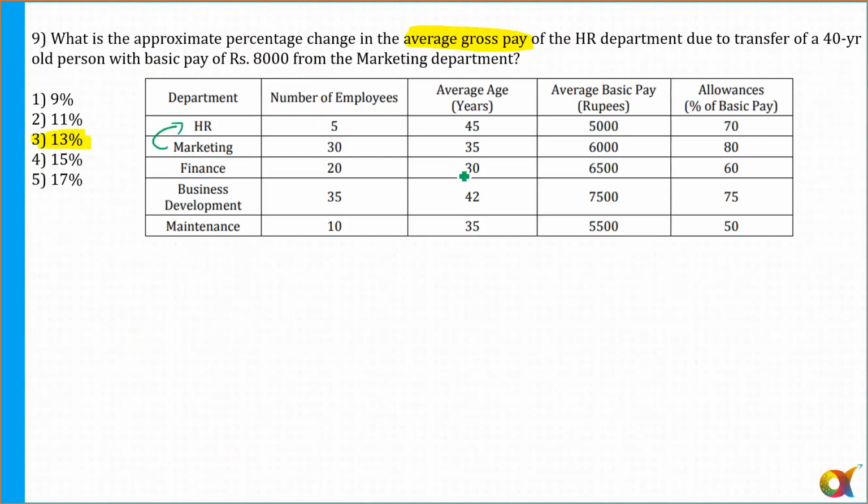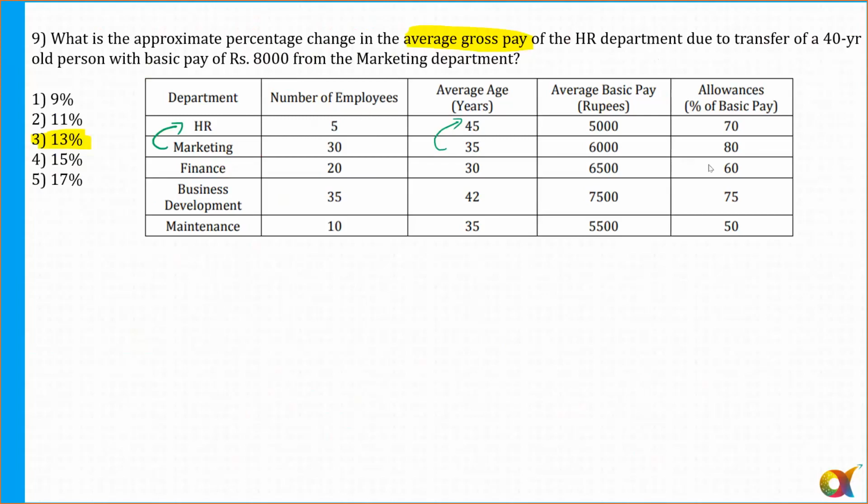Okay. For marketing, the average is 35. For HR, the average is 45. So the question is, what is the approximate percentage change in the average gross pay of the HR department? What is the change here? Now tell me one thing. One person has shifted. And what is the salary of that person? That is equal to 8,000. Okay, the salary of that person is equal to 8,000.